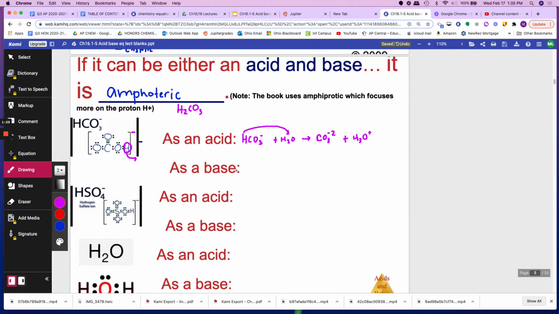As a base, it can take an H in this position, as you can see. So the reaction looks like this. HCO3-, the same substance, can react with water. This time, it's acting as a base, so it's going to take the H from the water. So now you're going to have H2CO3. The charge: you're adding an H plus to this, so +1 - 1 equals 0. And now the water lost an H plus and OH- is left. So as HCO3- acts as a base, it gives off the hydroxide, making the solution basic.